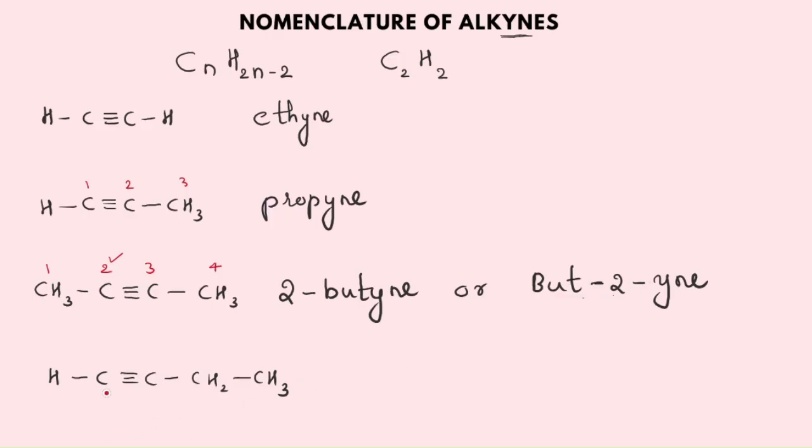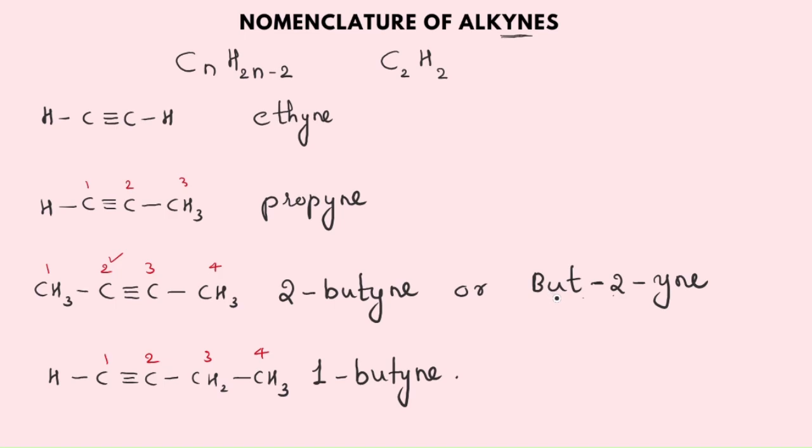Now, let's take the fourth molecule. Choose the longest chain of carbons, and since the triple bond carbon can get the first number, that is more preferable. Therefore, the name of the molecule is 1-butyne or but-1-yne. These are some of the simple alkyne molecules.